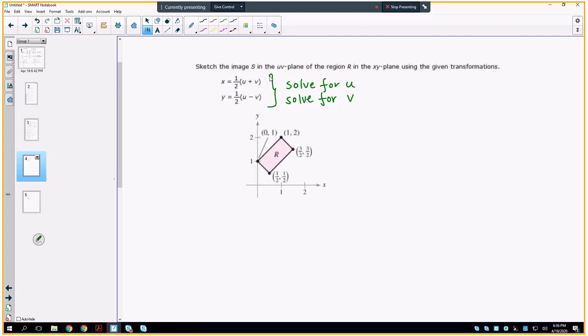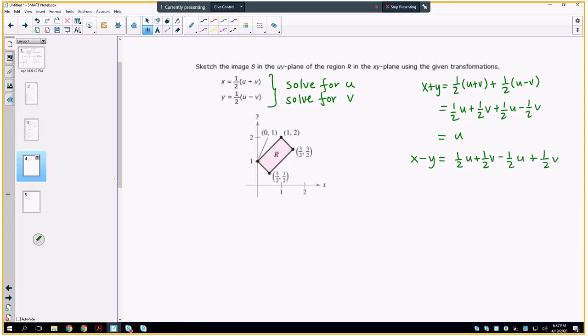So solving for U, it looks like if we do X plus Y, we get 1/2 U plus V, which is 1/2 U plus 1/2 V, plus 1/2 U minus V, which is 1/2 U minus 1/2 V. So we get 1/2 U plus 1/2 U is U. And if we do X minus Y, that should be 1/2 U plus 1/2 V minus 1/2 U, and minus times minus is plus 1/2 V. So 1/2 V plus 1/2 V is V. So I know that V is going to be X minus Y, and U is going to be X plus Y.